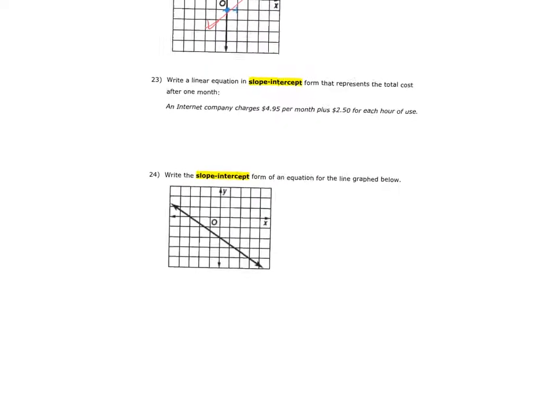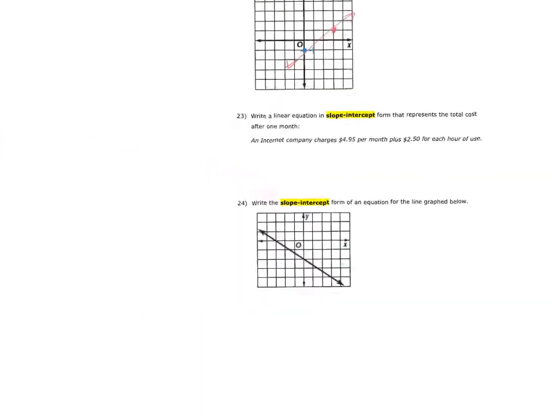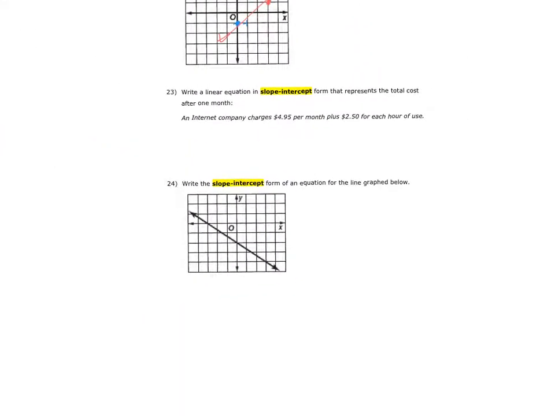Number 23 is asking us to write a linear equation in slope-intercept form for a line based on the fact that an internet company charges $4.95 per month plus $2.50 for each hour. So if we think about how much it's going to cost, we know that the total cost is going to be the flat $4.95 every month plus $2.50 per hour.